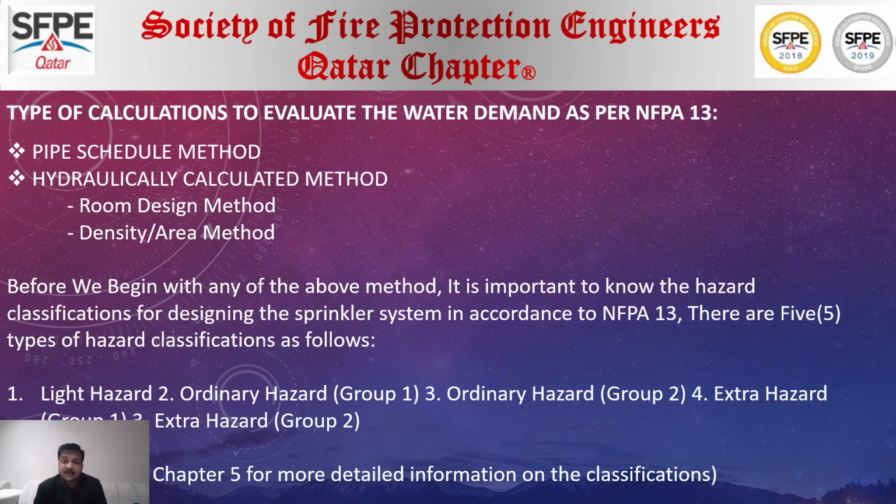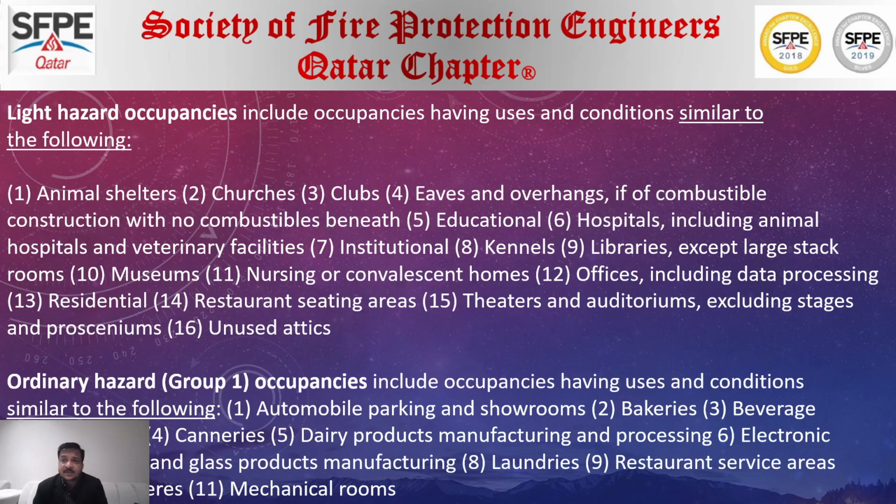These classifications are given based on the amount of combustible materials present in a typical building. So light hazard is the less combustible building, whereas as it goes further to extra hazard, the combustibles are getting more and more. Some examples are given in NFPA 13, Chapter 5, which include certain kinds of occupancies that are listed as light hazard occupancies. And if you have a building which is very similar to the buildings mentioned here, you can use the light hazard configuration. The same goes for ordinary hazard group 1, group 2, extra hazard group 1 and group 2.